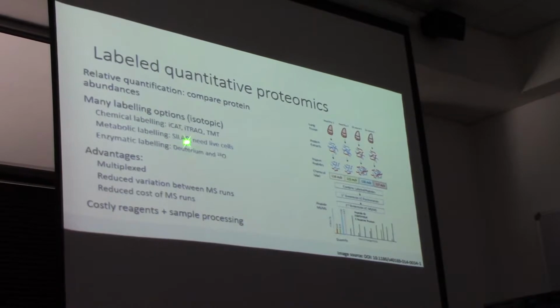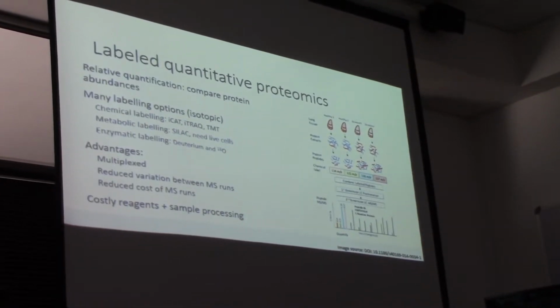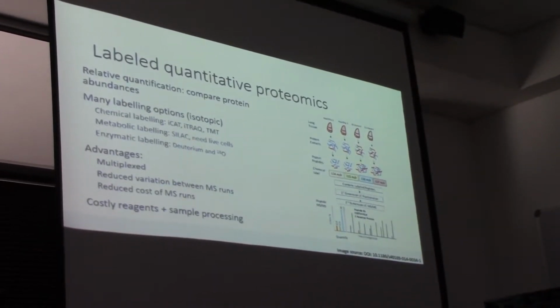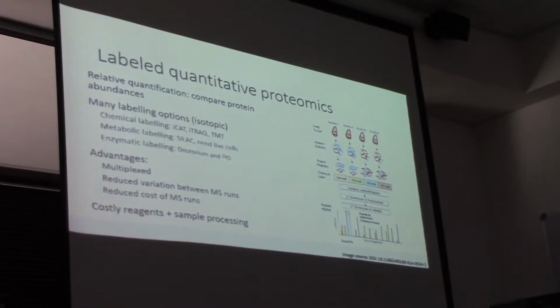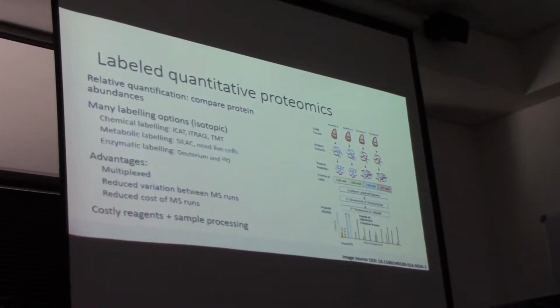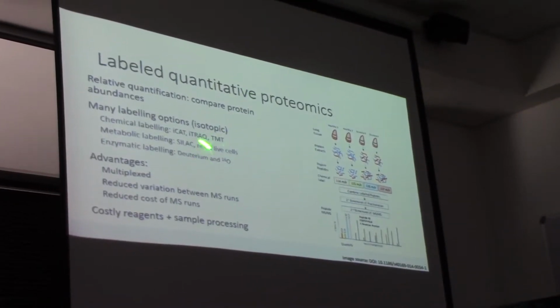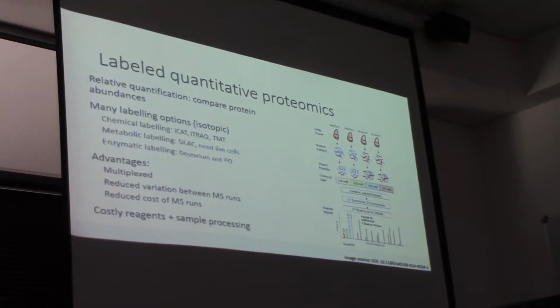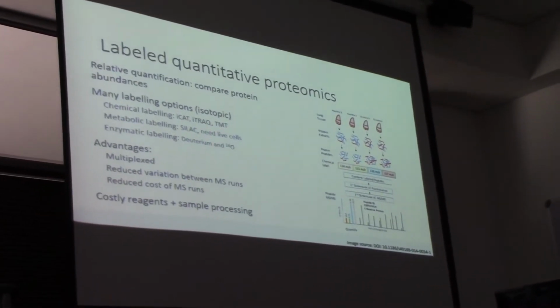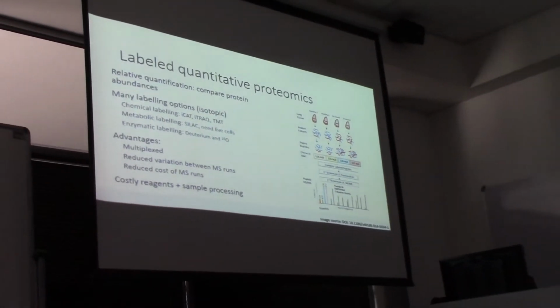You can do a metabolic labeling with SILAC, which incorporates heavy versus light chains of amino acids. But here you need live cells. But metabolic labeling is very sensitive. Your cells take that up really nicely. So that's a very powerful approach. You can also do enzymatic labeling. I've never done that or seen that much work done on that, but either using deuterium or heavy oxygen.